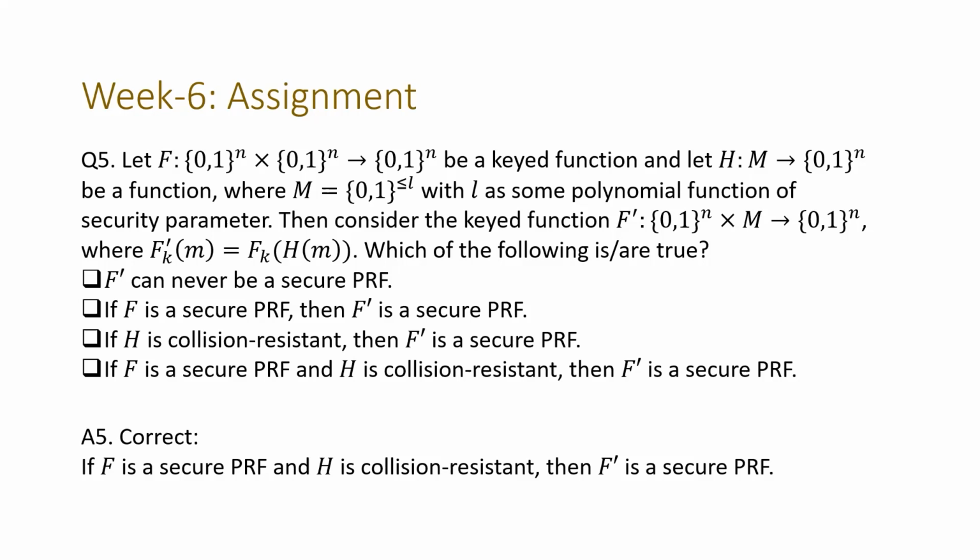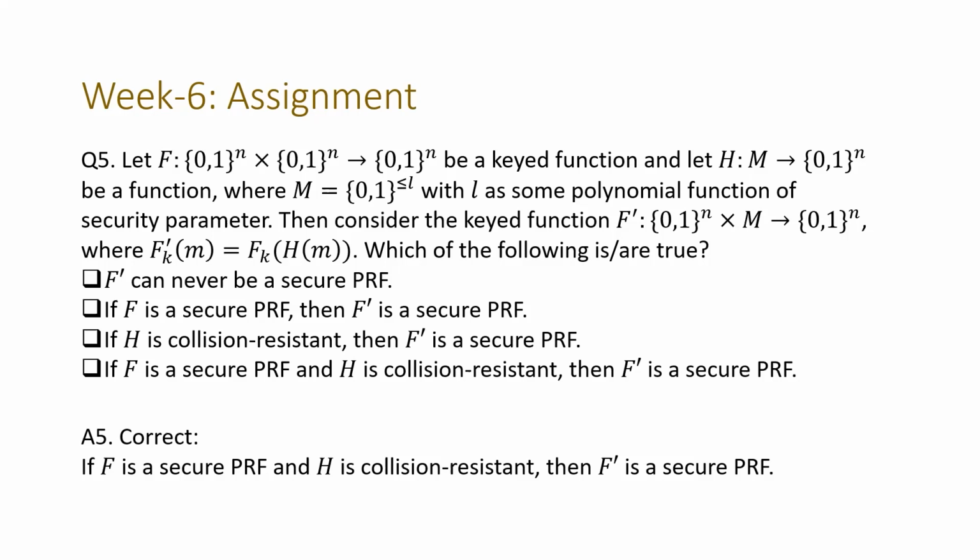Why? Because H of M1 is equal to H of M2. So Fk of H of M1 will be equal to Fk of H of M2 in case the adversary is interacting with a pseudo-random function, like this F dash K. So with non-negligible probability, the adversary is able to distinguish the output of F dash K of M from the output of some truly random function.